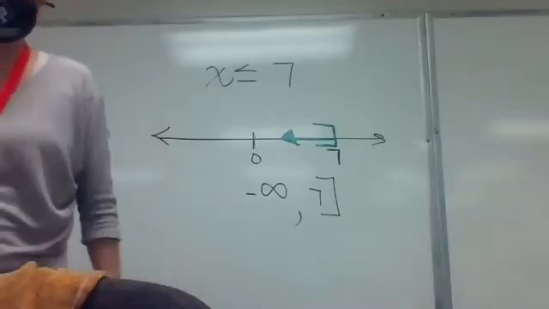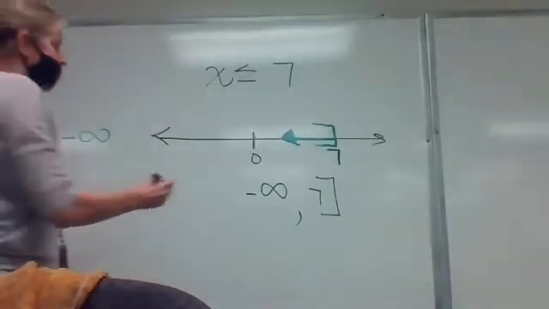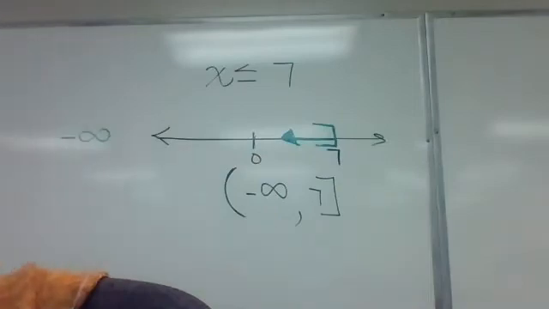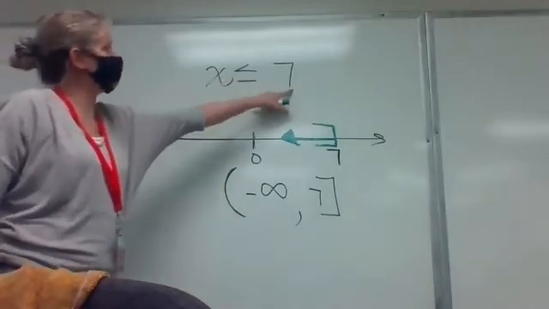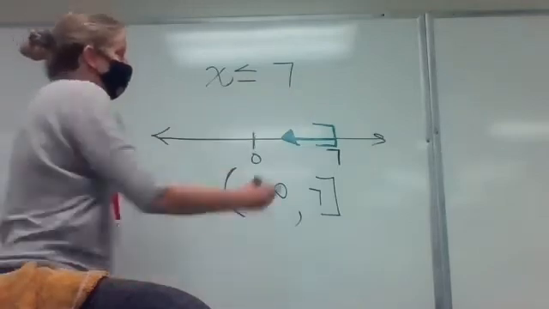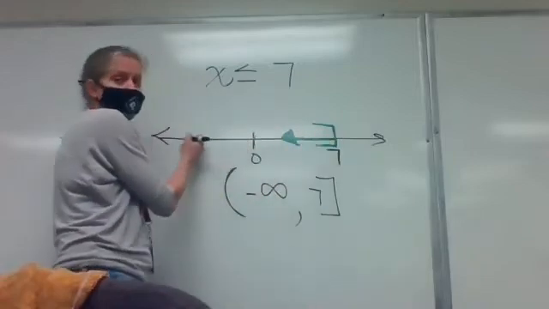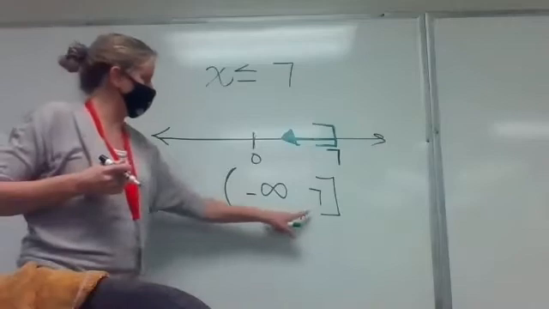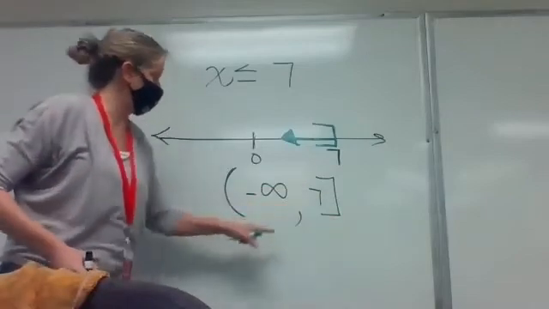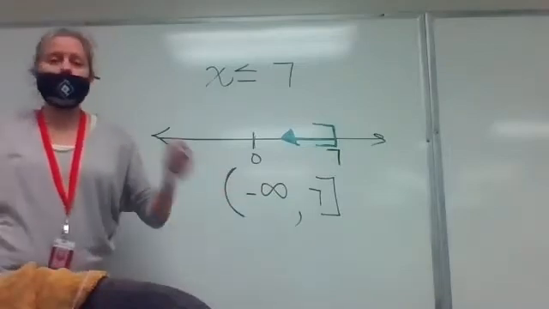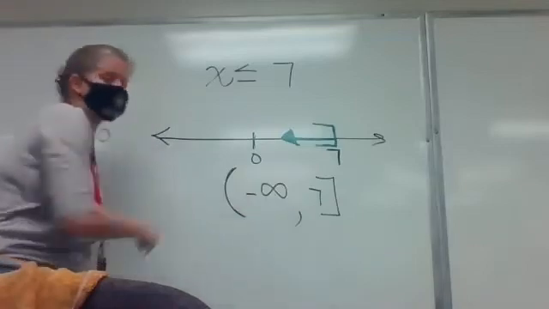Infinities, no matter if they're negative or positive, are always parentheses every time. So these three things say the same thing. X is less than or equal to 7. This means there's a bracket on the 7 with all the numbers this way. That's all the numbers less than 7. This also means all the numbers less than or equal to 7, because if I'm less than 7, it doesn't tell me what I am. I'm just every number less than 7, which means going all the way to negative infinity.